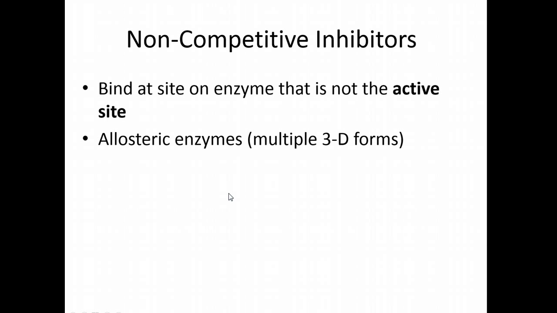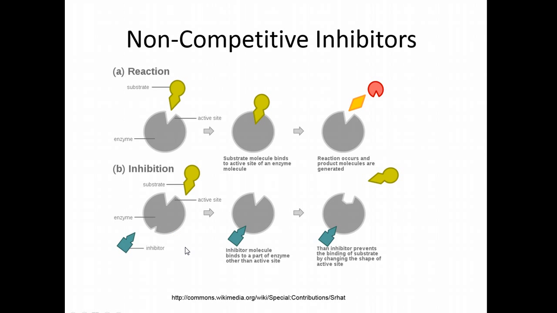Non-competitive inhibitors bind somewhere else. Okay? The big difference here is this non-competitive inhibitor right here binds to some other site on the enzyme, and when it does, it changes the shape of the active site. It warps the active site, so now the active site can't bind the substrate as well. Does that make sense? So the reaction rate goes down.